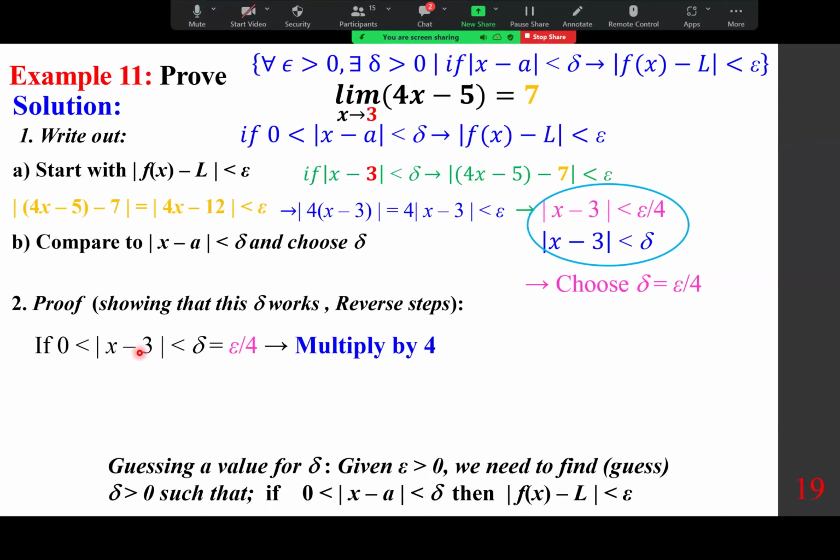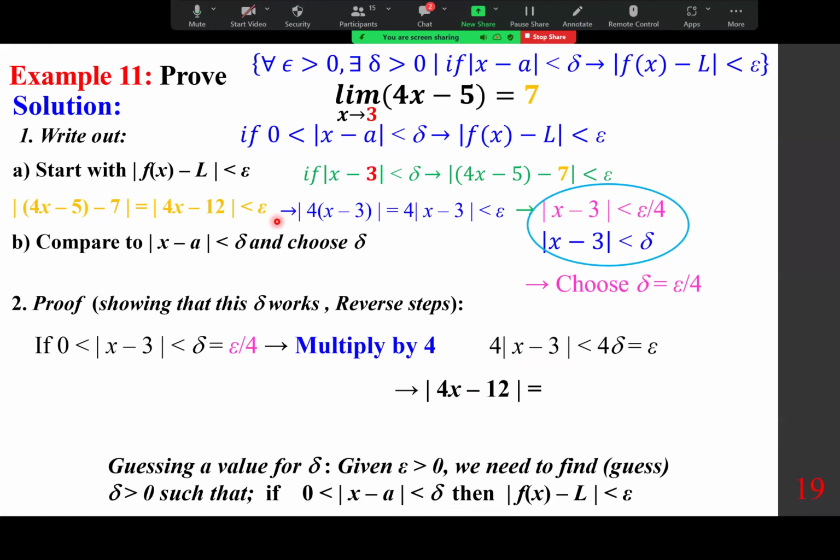When I multiply both sides by 4, that 0 is not important, it remains at 0. So this is 4 sigma, this is epsilon. So multiply both sides by 4. And let's distribute the 4 inside, we get 4x minus 12.